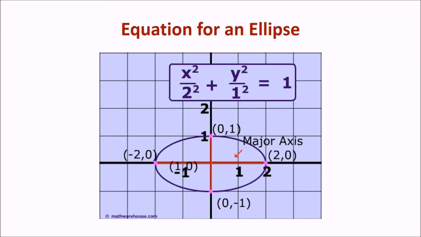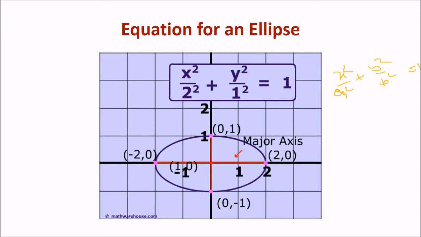This is the equation of an ellipse. This is given by x square by 2 square plus y square by 1 square is equal to 1. And what are this 2 and 1? They are nothing but the a and b in x square by a square plus y square by b square. Let us take a general form: x square by a square plus y square by b square is equal to 1.